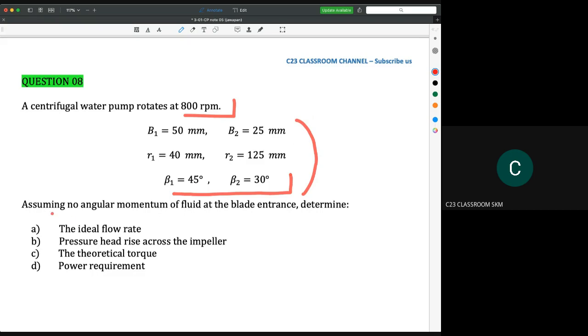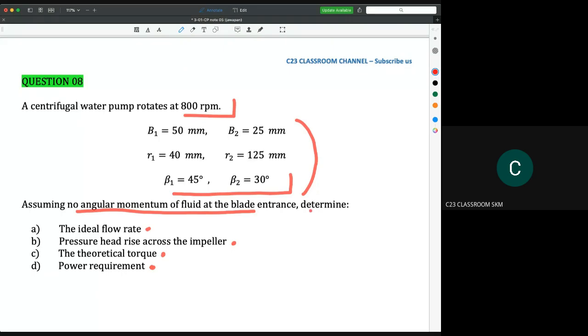Assuming no angular momentum of fluid at the blade entrance, this means that there is no V1 actually. Okay, and then please determine the ideal flow rate, the pressure head rise across the impeller, the theoretical torque, and the power requirement.